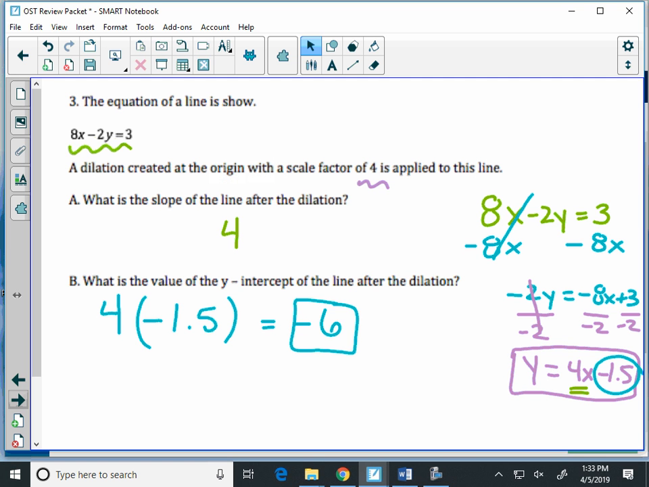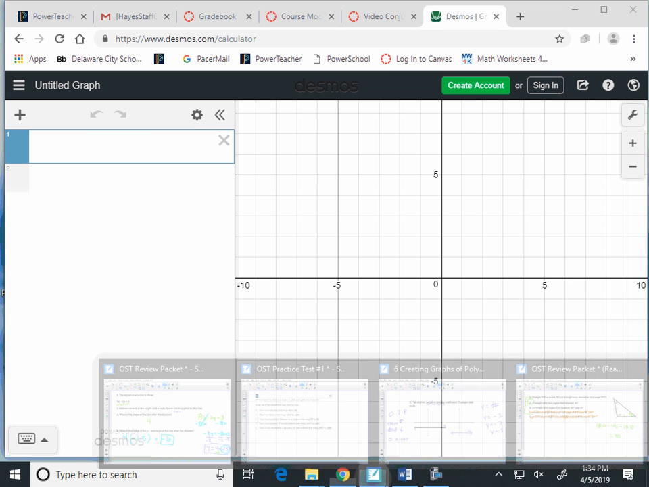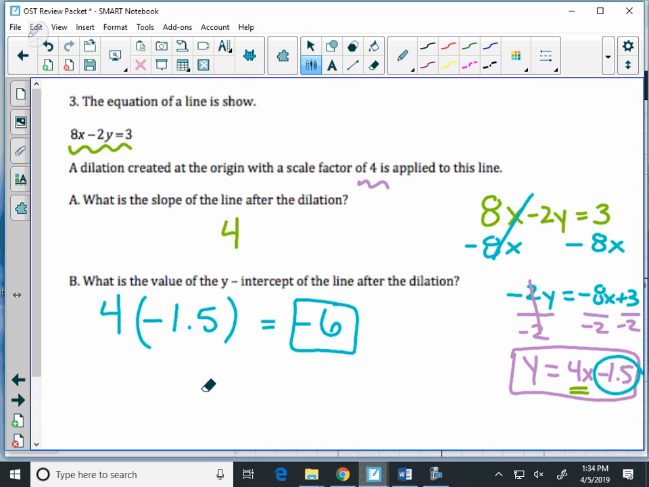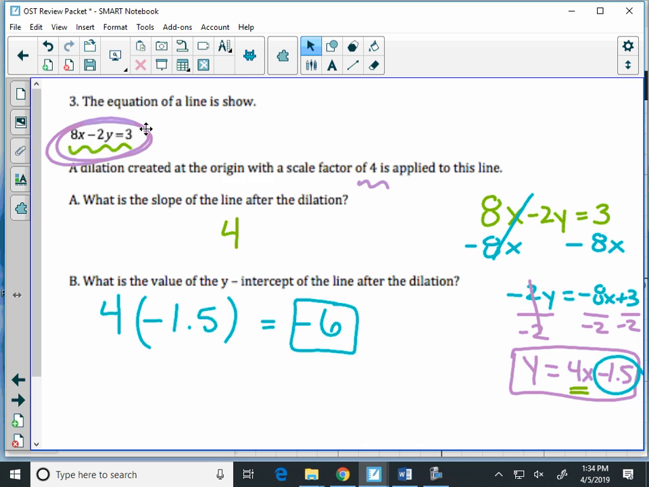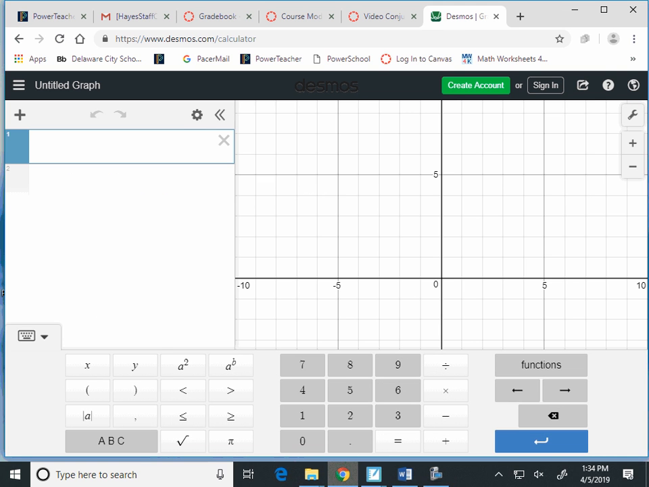Okay, so this is how we can use Desmos on this particular problem. This is how you can use Desmos, which is a lot easier, I think, and leaves less room for error. So if you don't want to solve for y, what you can do is take the original equation exactly how it's written and plug it into Desmos. We're going to plug it in as 8x minus 2y equals 3, and it will graph it for you.